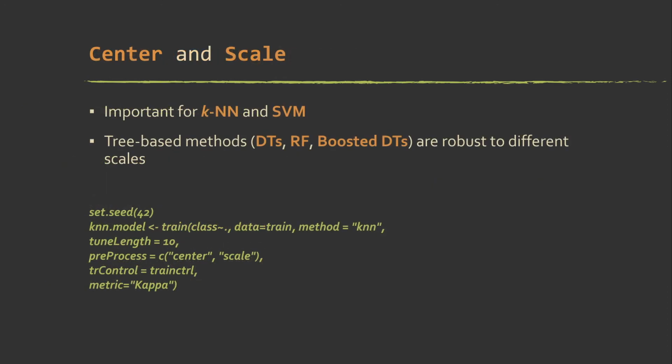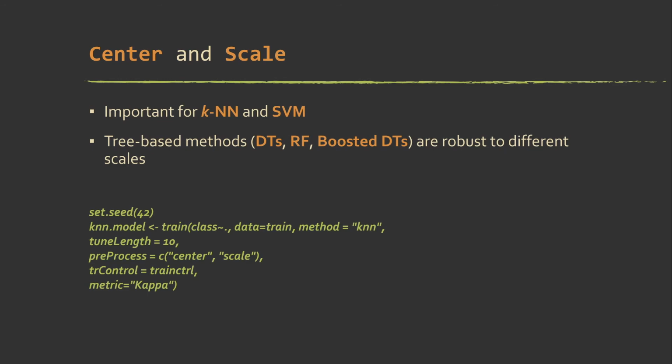How you actually apply those in caret is inside of the train function when you're training the model. In this preprocessing argument, you can provide a set of tasks within c(). So in this data, I'm centering and scaling the data. Specifically, I'm trying to train a KNN, and remember, KNN is sensitive to differences in scale. So you're going to want to center and scale the data so you don't have that issue. Again, KNN and SVM are sensitive to this issue. The tree-based methods generally aren't, so centering and scaling might not be important there.